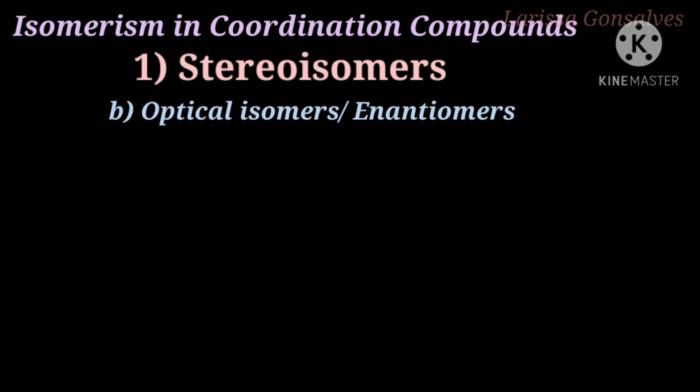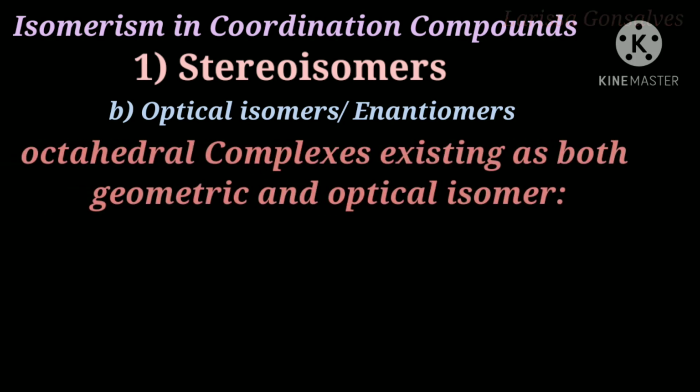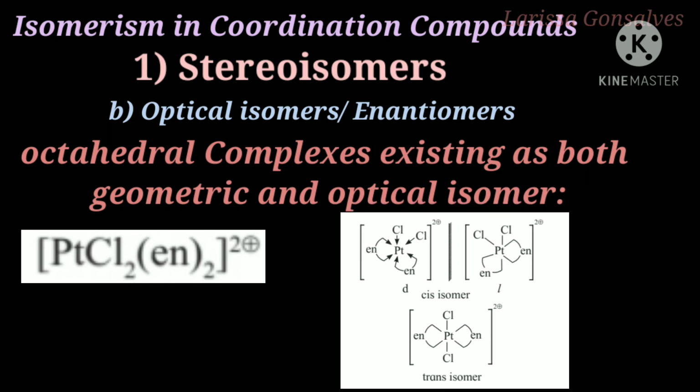Next are octahedral complexes existing as both geometric and optical isomers. Here they have taken the example of [PtCl2(en)2] raised to 2+, that is ethylene diamine twice. So the net charge on this coordination complex is plus 2. In this complex, only the cis isomer shows optical activity, so only the cis isomer exists as a pair of enantiomers.